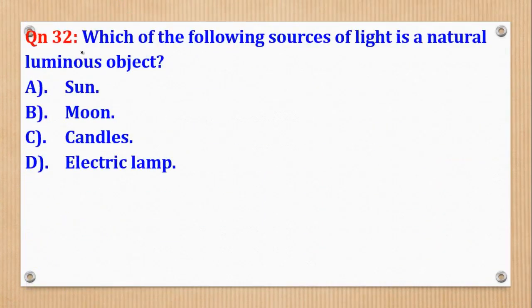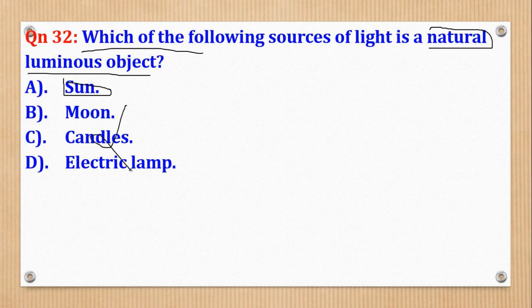Then the next question. Which of the following sources of light is a natural luminous object? This is the word natural. When there's the word natural, then the only option will be the sun. These are not okay.